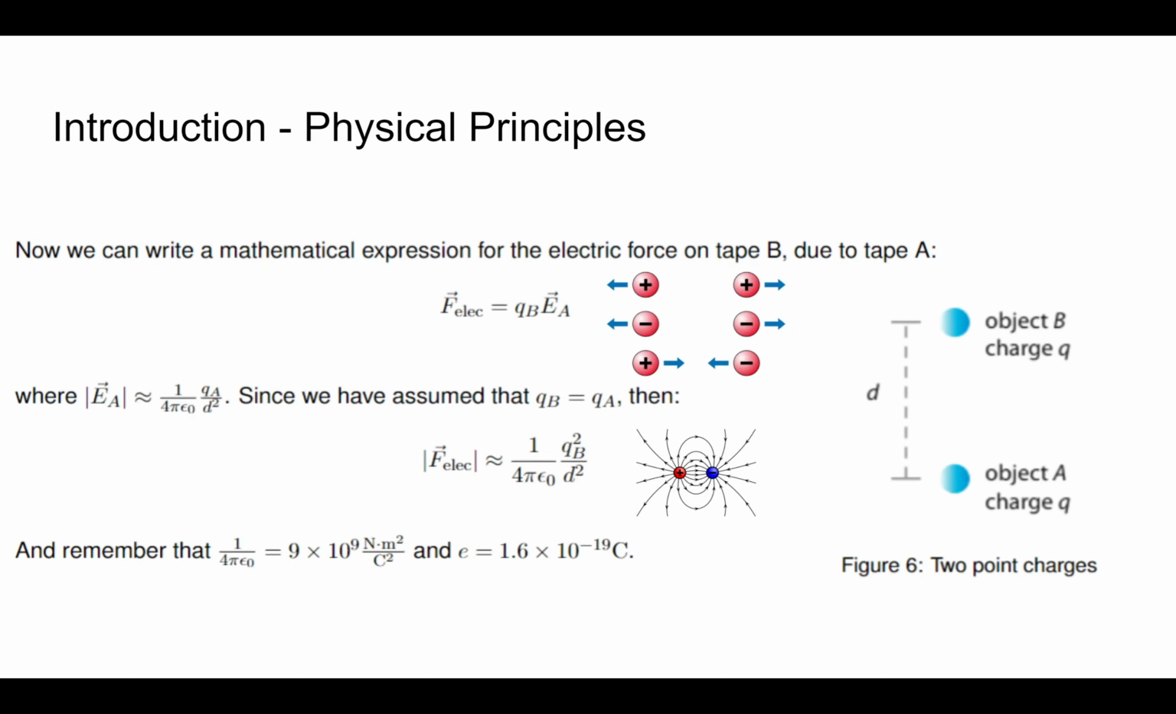Here are some of the physical principles: you're looking at force, E fields, and some of the constants that we used in our equations. Force is just that like charges will repel each other and opposite charges will attract each other, and F is equal to charge times E field. E field is 1 over 4 pi epsilon naught times the charge over the distance squared, where the distance is just between 2 point charges.